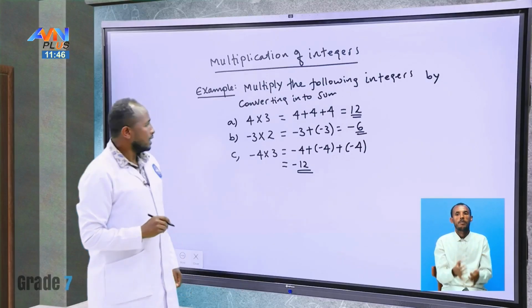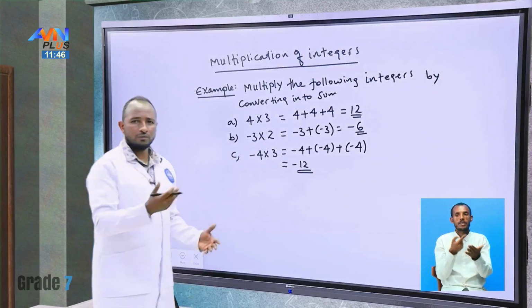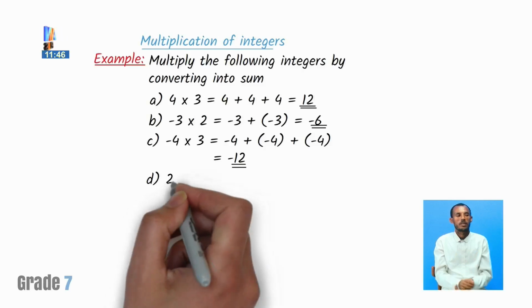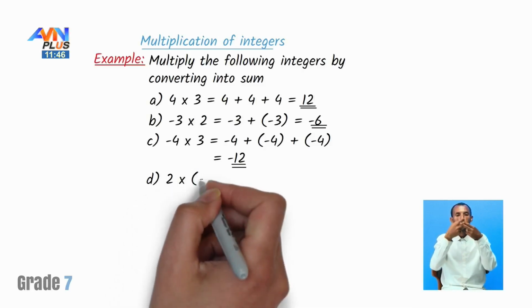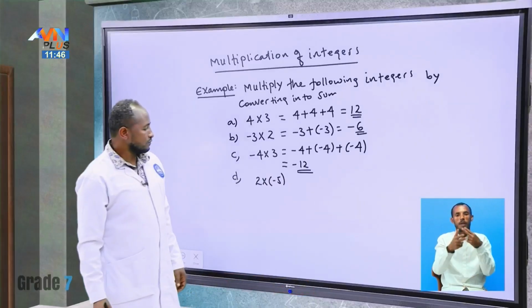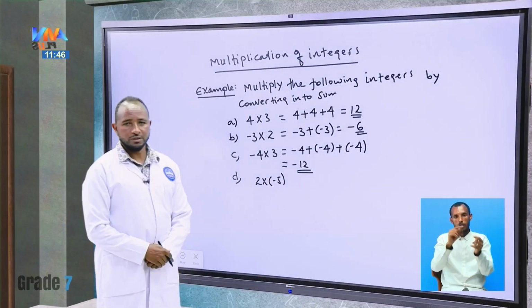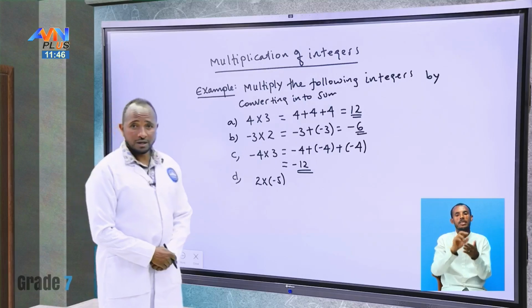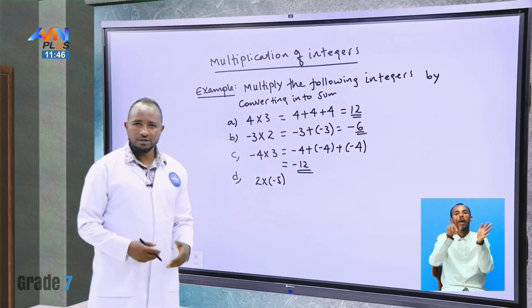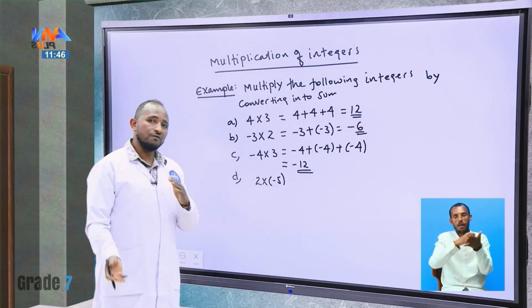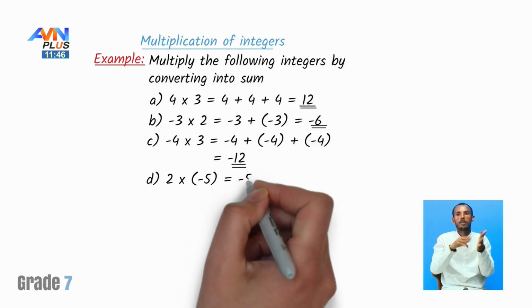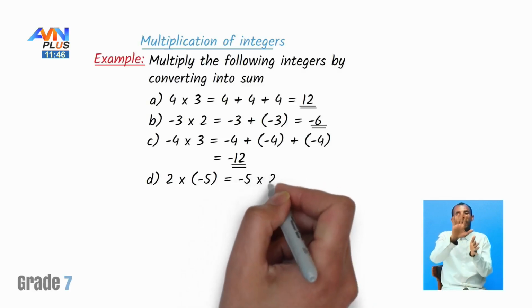Now, from this activity, let me add one more example. Okay, take this one. 2 times -5. Let's try to find the product of these two numbers. Let's try together this question. By the way, 2 times -5 is equivalently written as -5 times 2, the same.